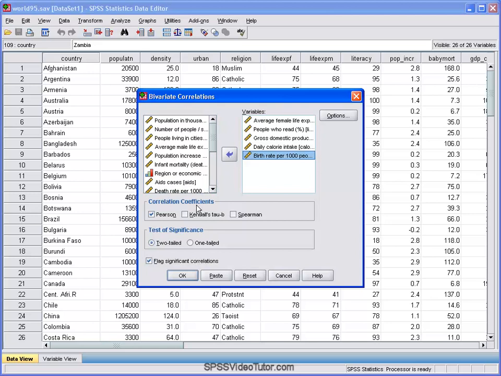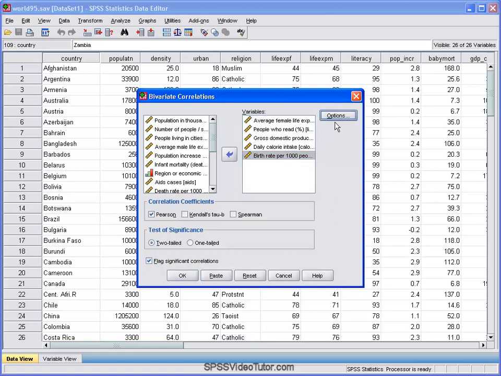Under correlation coefficients, the Pearson correlation coefficient is selected by default. This is used for quantitative variables that are normally distributed. If you know that your data is not normally distributed, then you should choose Spearman. Under test of significance, make sure that two-tailed is selected, and also make sure that flag for significant correlations is also selected.